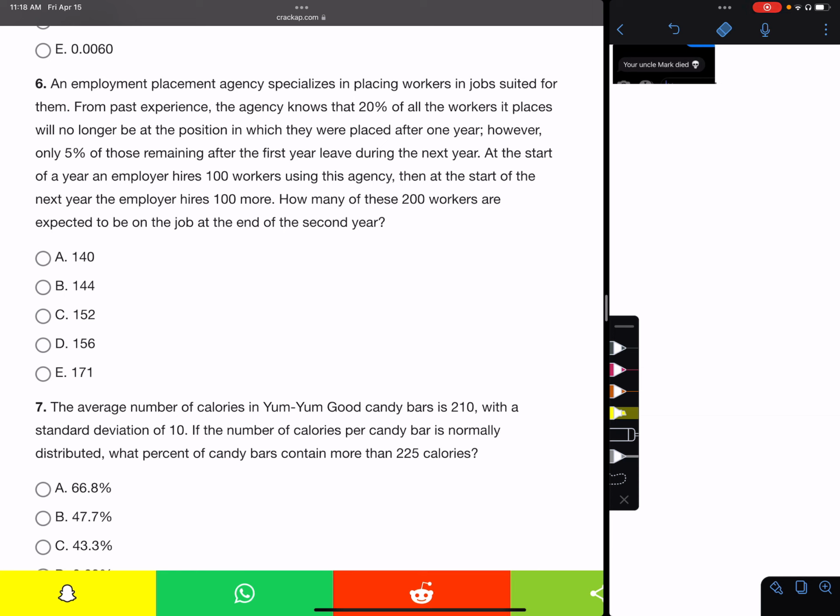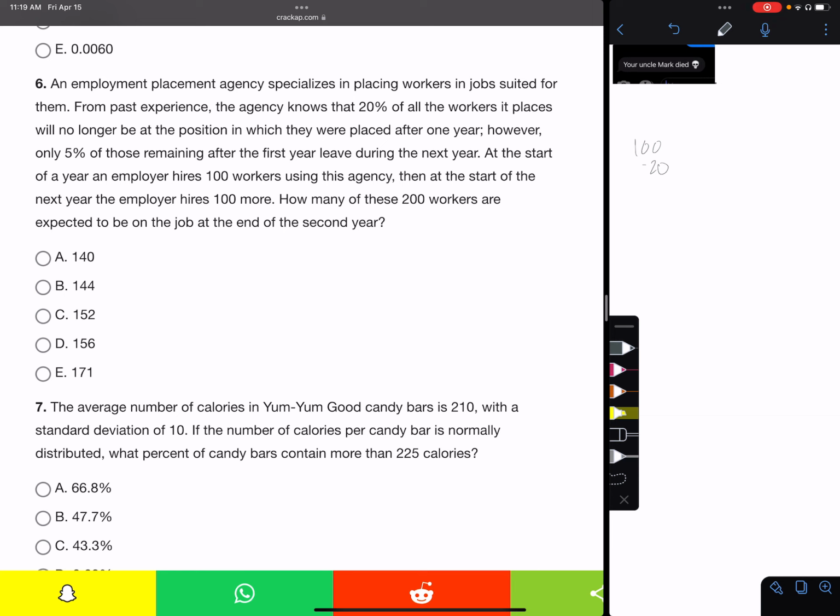At the start of the year, the employer hires 100. Then the next year they hire 100 more. How many are expected to be at the end of the year? 20% of the workers placed will no longer be at the position they were placed after 1 year. So 20% of 100 is 20 people. So we take away 20 people. So we start with 100, we minus 20.